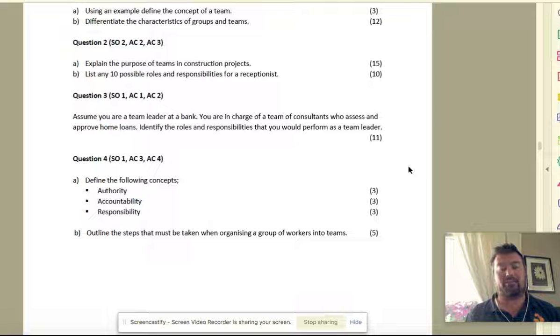Then outline the steps of what needs to be taken into account when organizing a group into teams. Now, we also took a look at that on page 19 and page 20. So taking a group of people, now we're going to put them into a team. How is that process going to go? So 19 and 20 really look at that specific process.